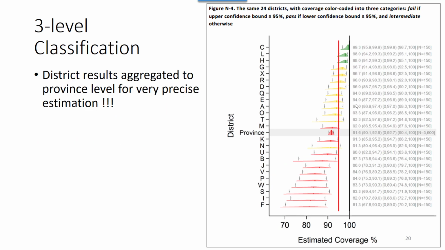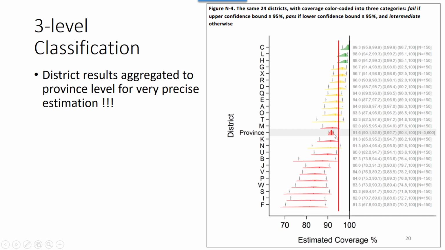This is what we mean, and this is the strategy that we'll use for classifying coverage throughout this manual. I want you to notice that when we aggregate the data across all the districts, we get a much more precise estimate of coverage at the province level than we did in the districts. This is the power of the large sample size, 3,600 kids. When you aggregate all these 150 child samples, we get a precise estimate here.